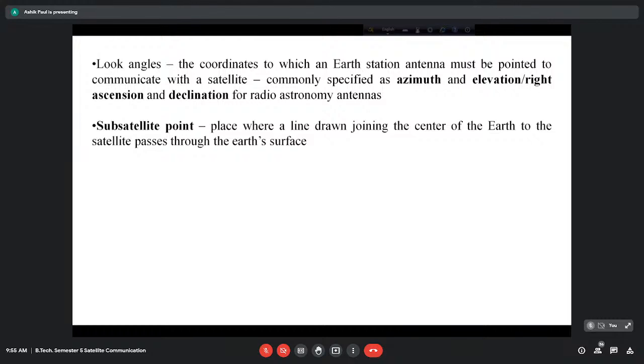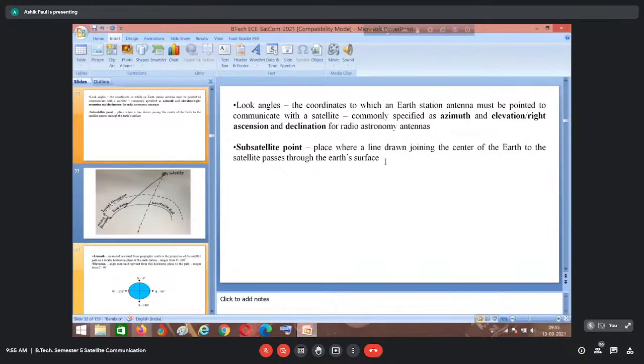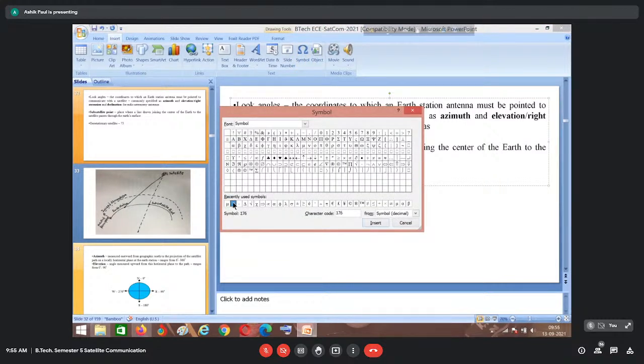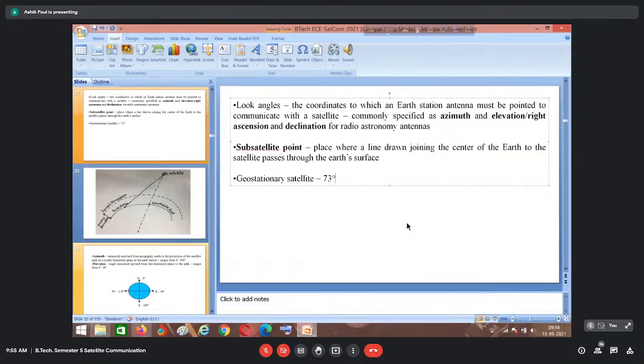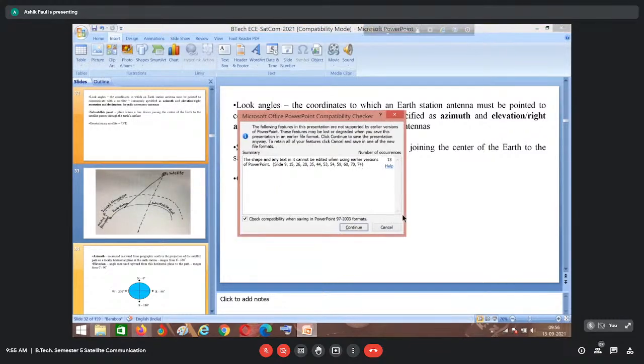It may be a point, but that point will have, for example, any point on the surface of the Earth has a latitude and a longitude. So corresponding to a geostationary satellite, suppose you have a geostationary satellite whose coordinates are, suppose, 73 degree east.